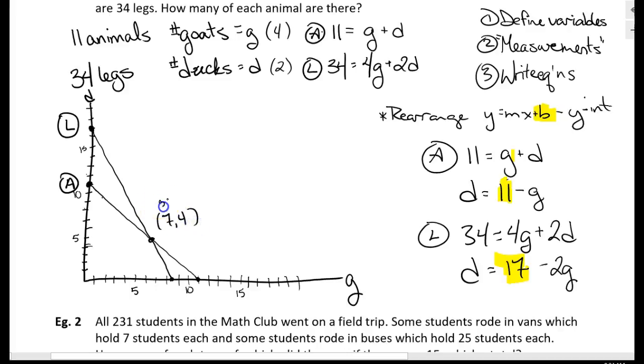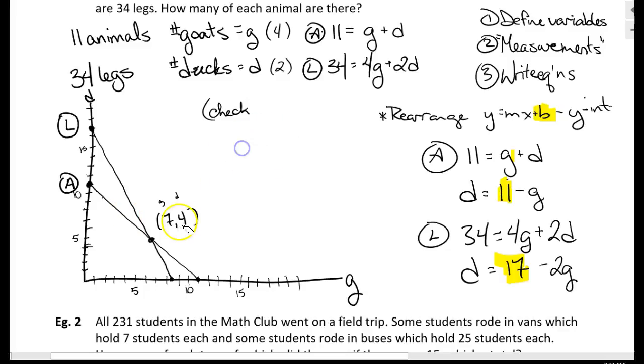So 7 goats, 4 ducks. Let's test it out. We'll plug it back into our L equation. So we check. So we've got 34 equals 4 times 7 plus 2 times 4. That gives me 28 plus 8, which gives me 36. So that doesn't work. Okay, so maybe it is 5 and 6.